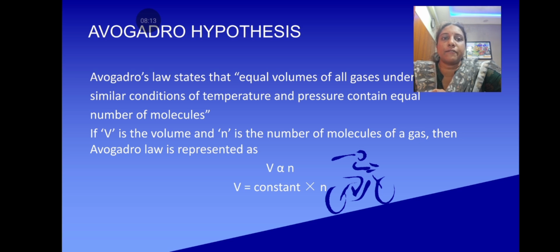So we have a formula for this. If V is the volume and N is the number of molecules of a gas, then according to Avogadro's law, V is proportional to N.